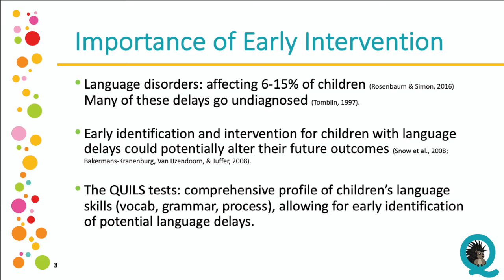The QUILS is a touchscreen language test that is automatically administered and scored by a computer or tablet. It provides a comprehensive profile of children's language skills. It assesses vocabulary, which are the words that children already know, grammar, which are the syntactic structures that children can comprehend in sentences, and process, which are the strategies that children can use to learn new language items. This allows for early identification of potential language delays.